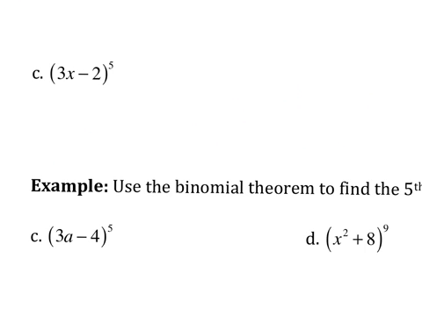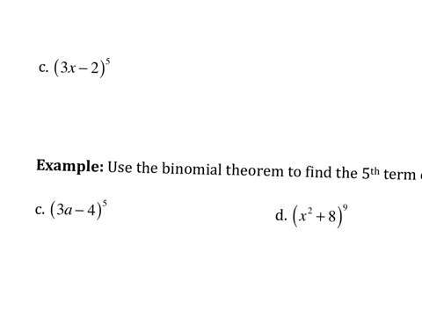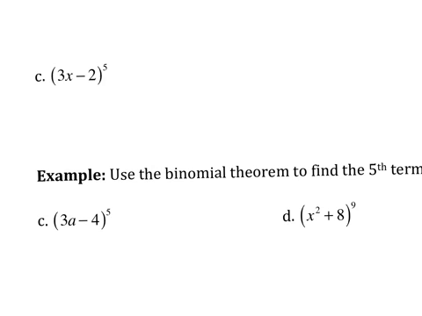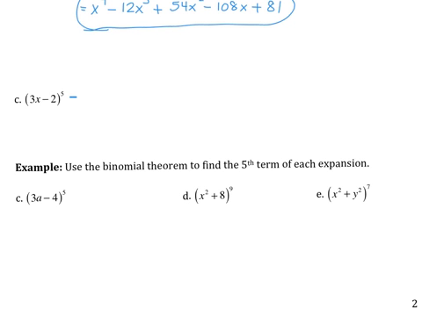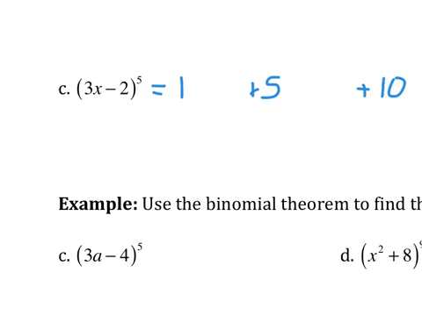Let's look at C now and show you that it does get a little bit more complicated. And that's where we'll end with its complexity. All right, so notice I start at the power of 5, so I'm going to go to the fifth row: 1, 5, 10, 10, 5, 1.